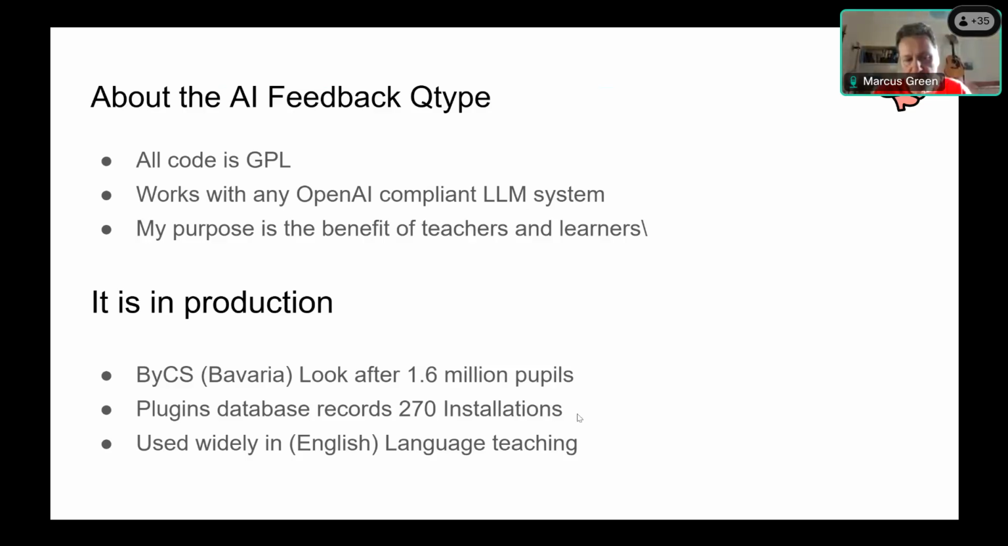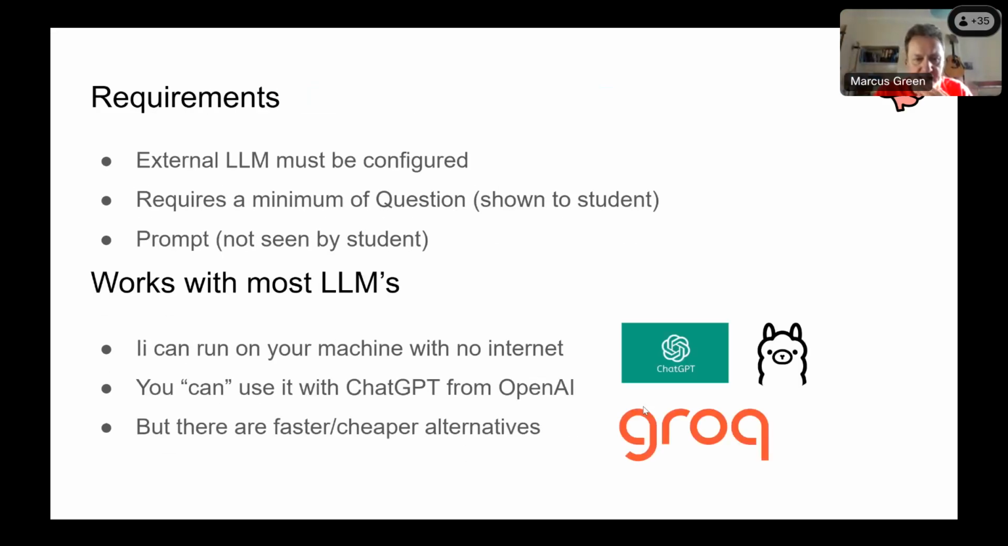It's available from the Moodle plugins database, where that's recording 270 installations globally, although that's typically a significant underestimate of the actual installed base. And speaking English language teaching. So what are the requirements?